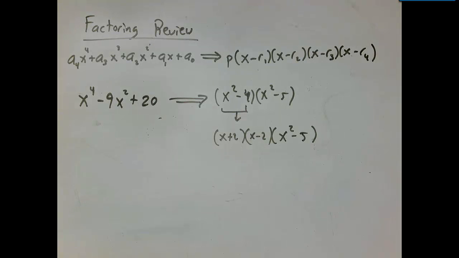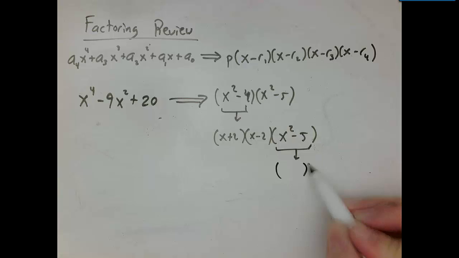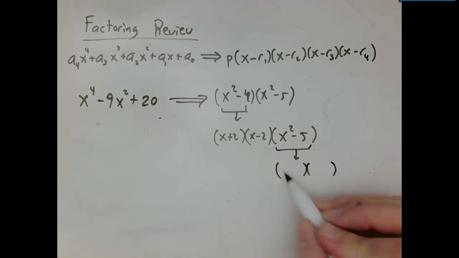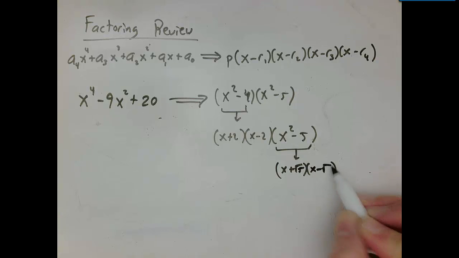So maybe you wrote this far, but you should realize that this can also be factored. Just because 5 isn't a perfect square number doesn't mean you can't still apply the difference of squares. So consider x plus root 5 times x minus root 5. Now imagine multiplying this out.